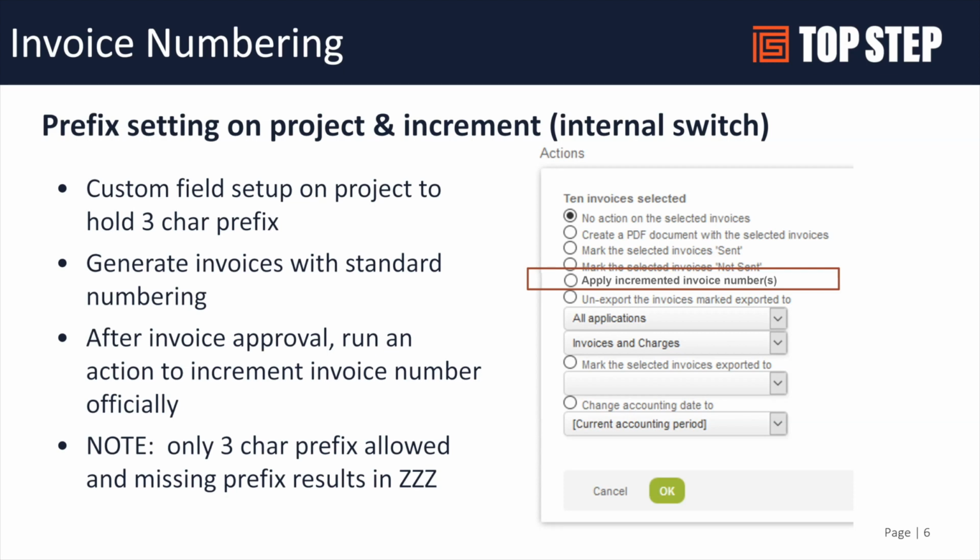One note: if you don't have it set up correctly, in other words, you didn't use 3 characters, you used 2, or you didn't have it at all and you grabbed it and applied, the system will default to ZZZ. So if you do enable this and you do see some ZZZ prefixes that get created, it's because either it was missing or it wasn't set up correctly on the project to use the prefix to realign your invoice numbering system.